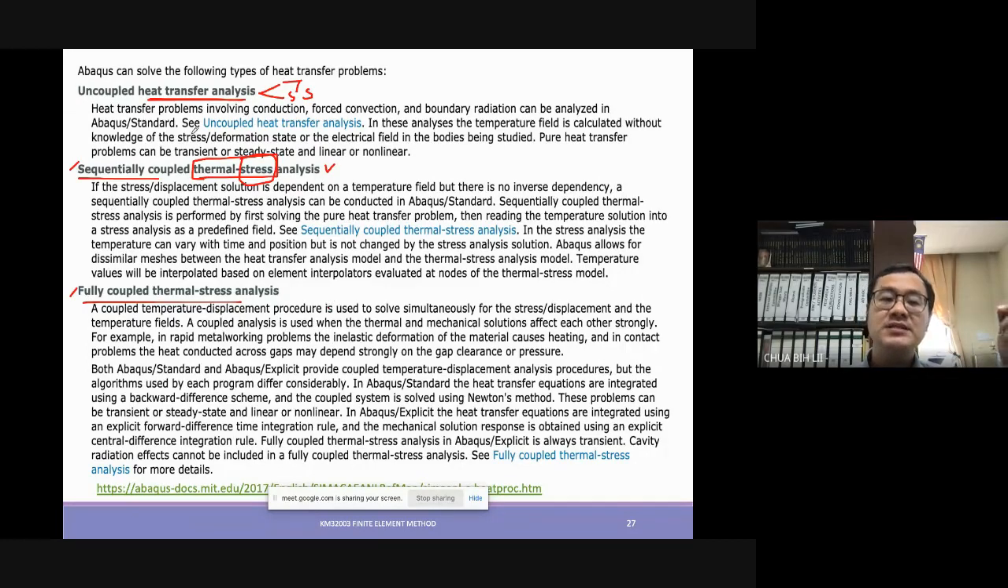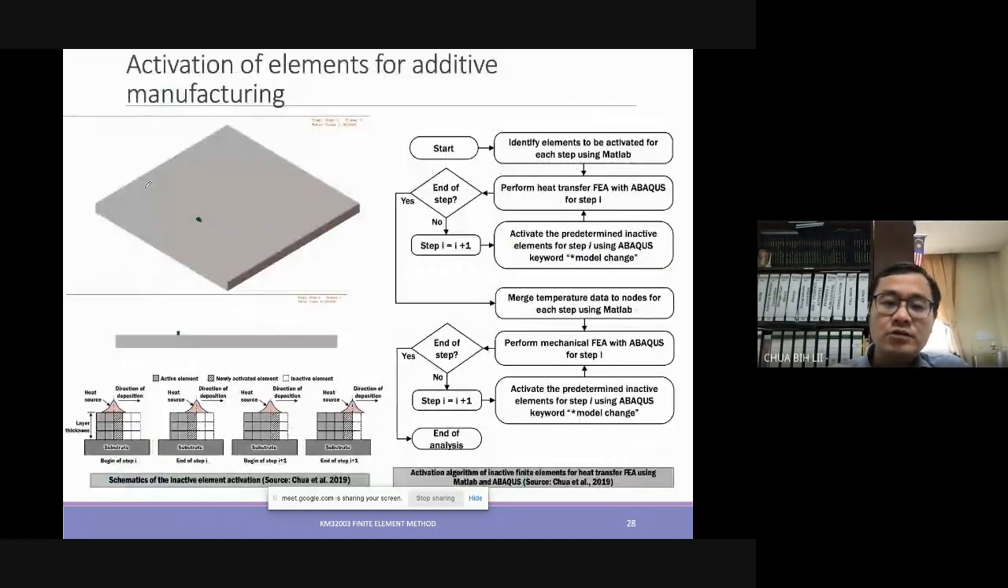So these two terms are the terms being used in the software called Abaqus. Other commercial software like ANSYS and others have similar methods, but maybe the naming is just different. It's just different naming, but the same concept.